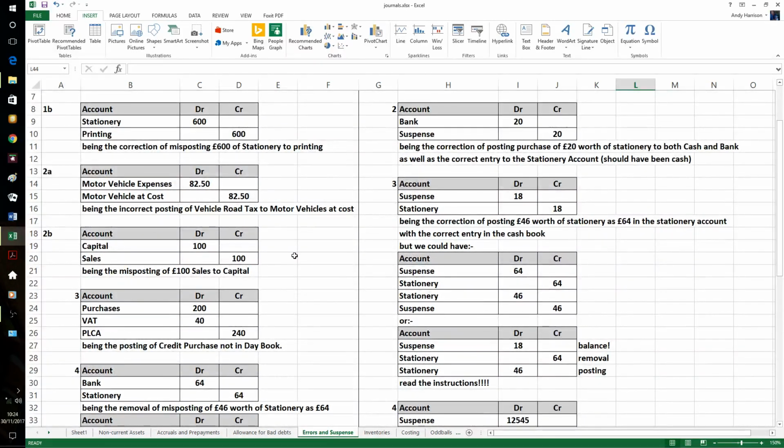Then our next category, motor vehicle expenses being debited and motor vehicles being credited because we'd put something that we should have into motor vehicles at cost. That is our error of principle. And another error of principle, so principle means a different type of account, so that's assets and expense. This one's capital and sales, they're both credit entries, but maybe we put some sales into capital and we shouldn't have. So now we're taking it out of capital, putting it into sales.